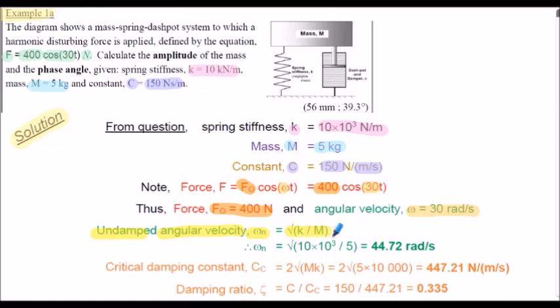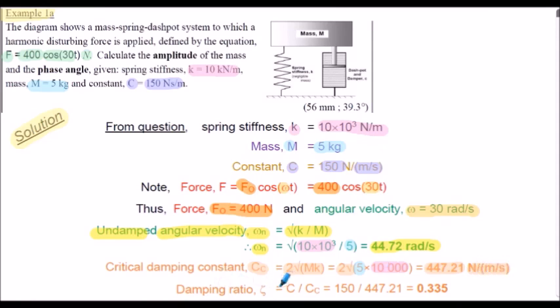So we have the value of k from above, we have the value of m from above. So we can determine the value of omega n. In this case it's 44.72 radians per second. Next we can calculate the critical damping constant Cc. That's 2 multiplied by the square root of mk. So that's 2 multiplied by the square root of the main mass from above and the spring stiffness k from above. So Cc evaluates to 447.21 newtons per meter per second.